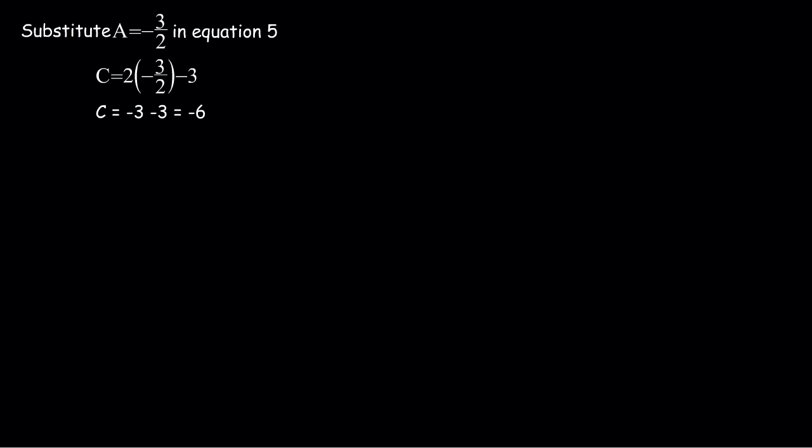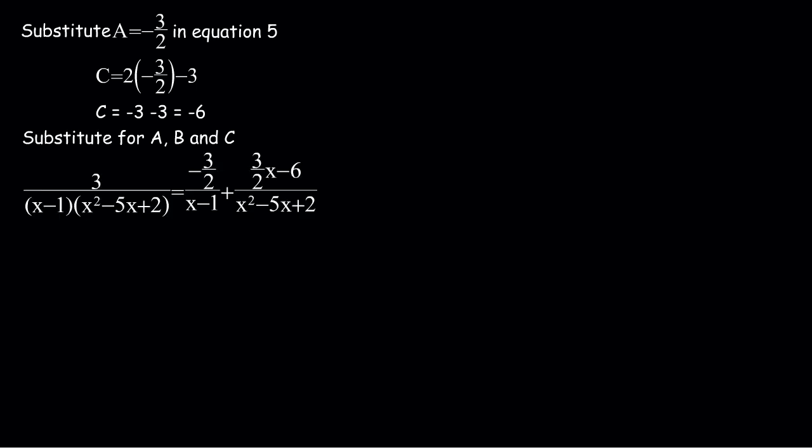Now having got the values for a, b and c, we are going to be substituting a, b and c in our original expression, and doing so, it becomes 3 divided by (s minus 1)(s squared minus 5s plus 2) will be equals to minus 3 over 2 divided by s minus 1 plus (3 over 2 s minus 6) divided by s squared minus 5s plus 2.